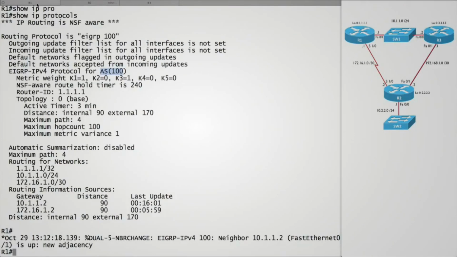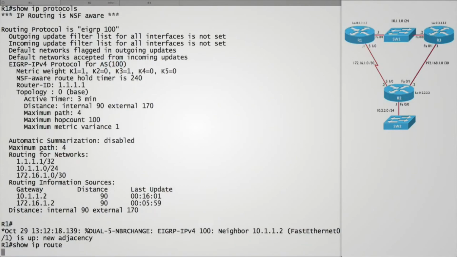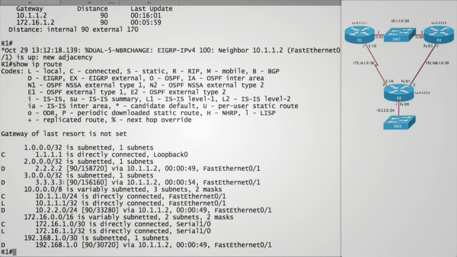We noticed initially on R1 that we could not see the 3.3.3.3 network, the loopback interface of R3. Let's do a show IP route. Can we see it now? We sure can. We have now restored connectivity, and the issue was the autonomous system number on R3 did not match any of its neighbors.